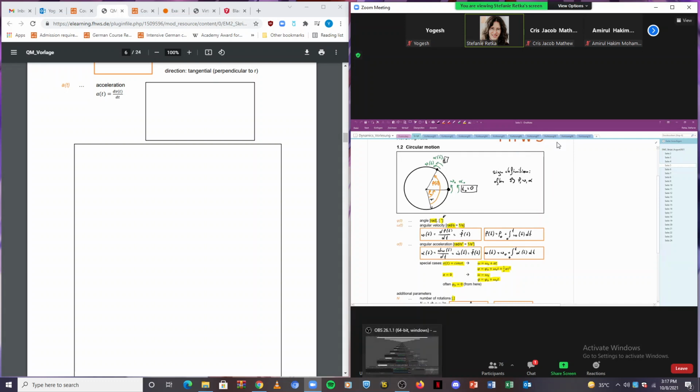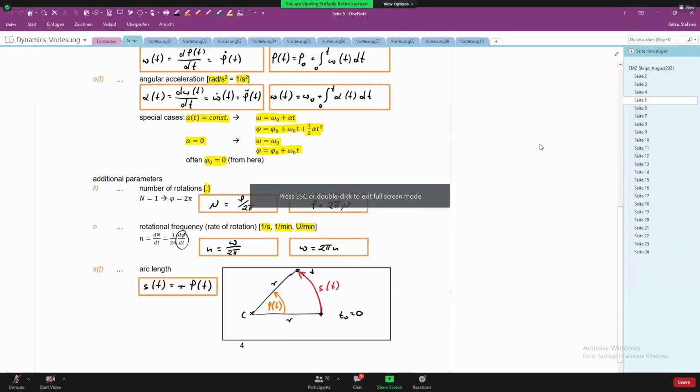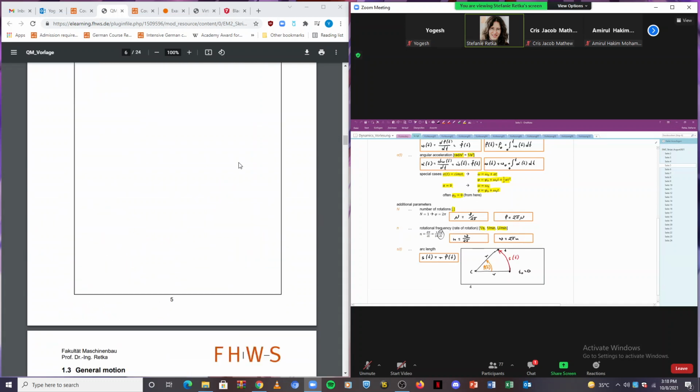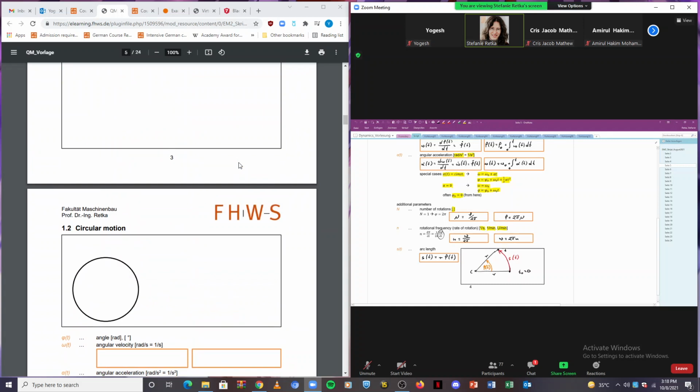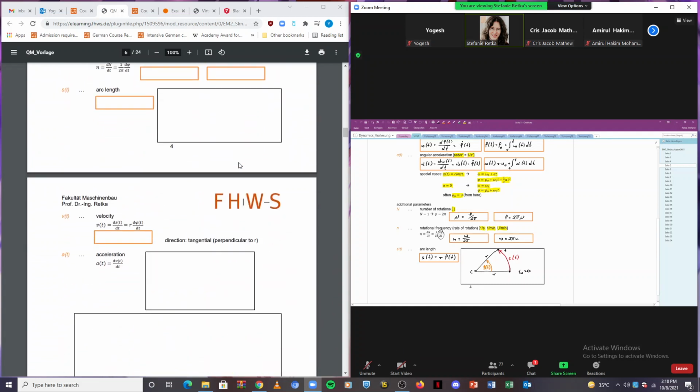Then the last thing we discussed was the additional parameters, the first few additional parameters we need to compute our different variables and how to change from one motion to the other, from rectilinear motion to circular motion. So we already discussed the number of rotations, the rotational frequency, and the arc length. And this is where we will continue today.